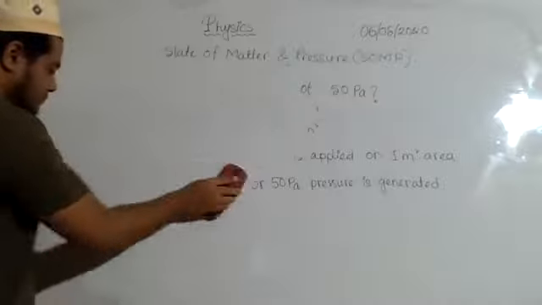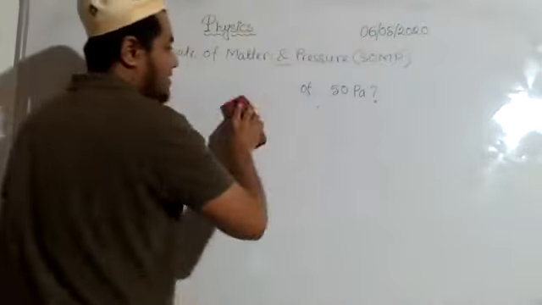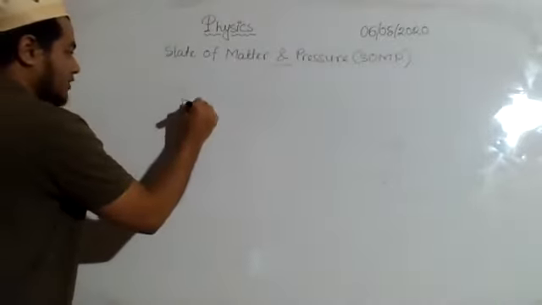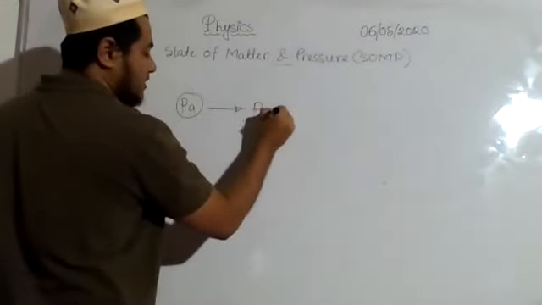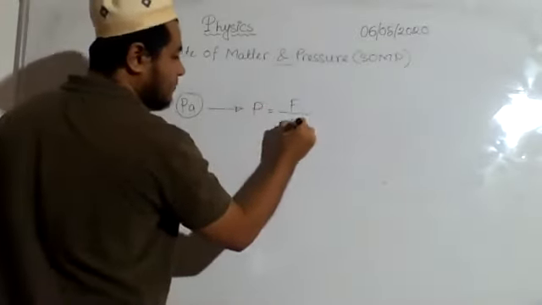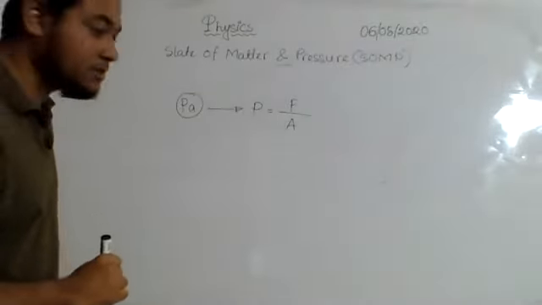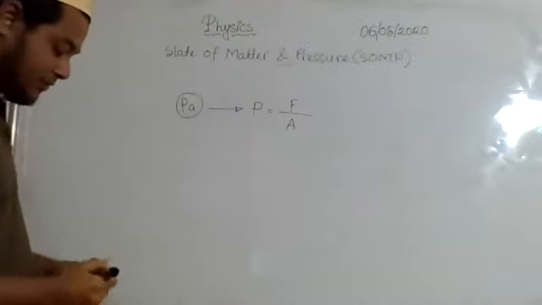Sir, why can't we choose multiplication also? Because Pascal is the unit of pressure, right? Now pressure is equal to force divided by area, not multiplied. Okay sir. Do you understand? Yes. Force divided by area, that is why.